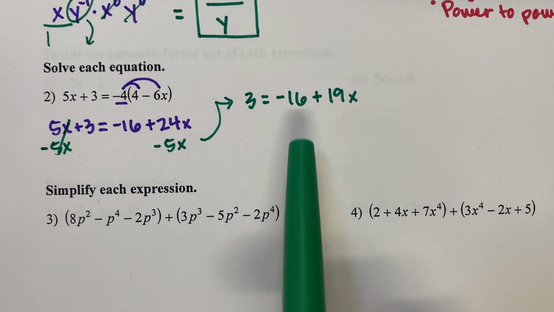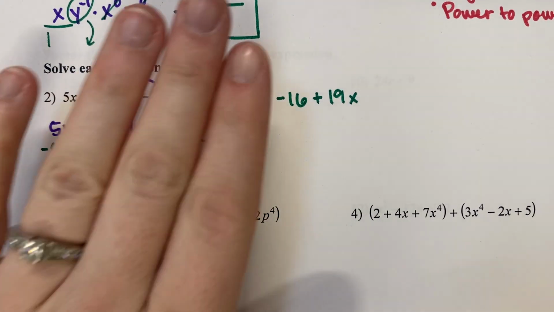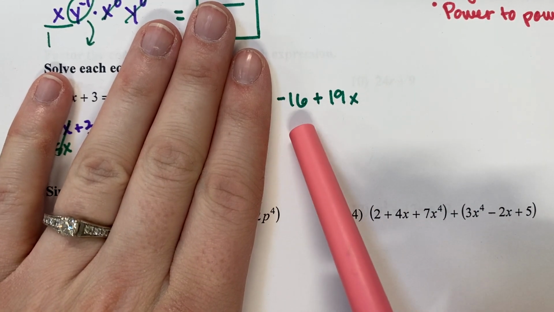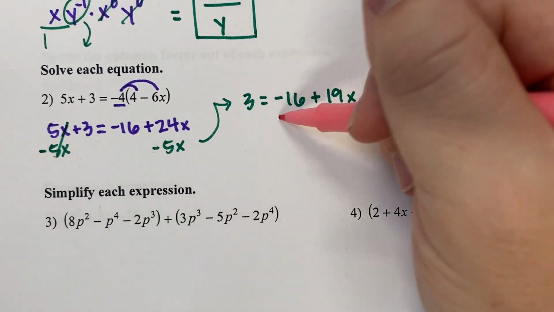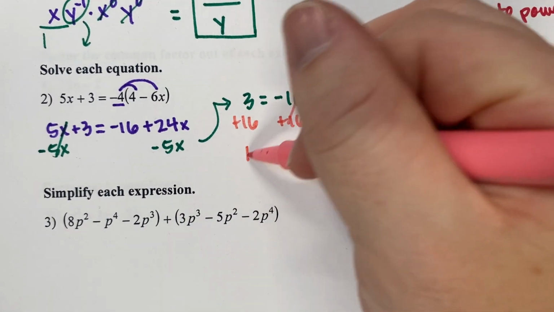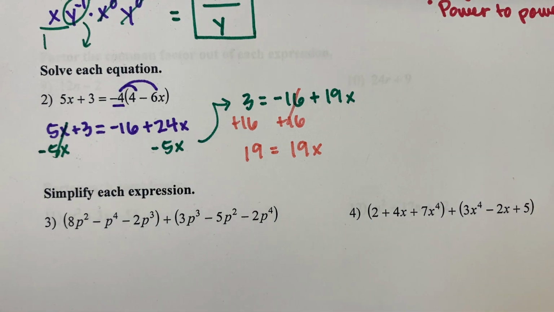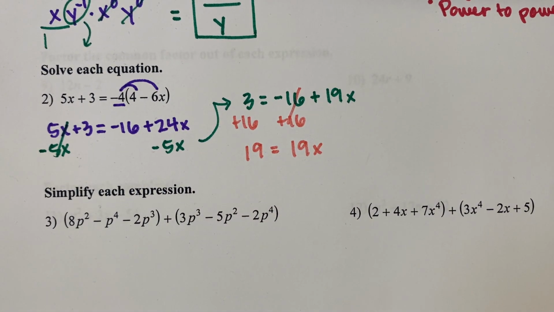Okay, so now that all of my x's are on one side of my equal sign, I can go ahead and solve it. So we look at our side with our x. I need to get rid of the negative 16 first because it's farthest away from my x. Okay, so I do the opposite, which is to add 16. Okay, so I get 3 plus 16 is 19 equals 19x, or 19 times something is 19. You might already know the answer.